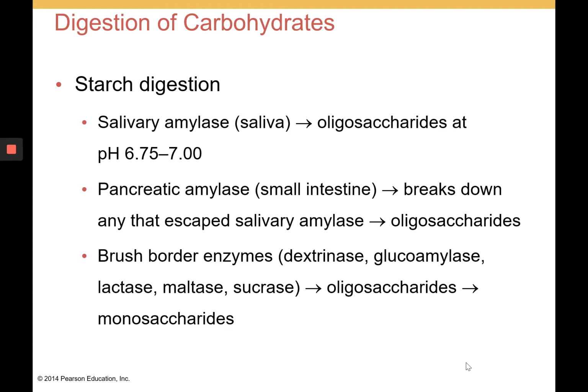Starch is an example of a polysaccharide, and its digestion would begin in the mouth. All carbohydrate digestion begins in the mouth with salivary amylase. Salivary amylase can break down polysaccharides to oligosaccharides, but those oligosaccharides must travel to the small intestine and be acted upon by pancreatic amylases in order to be broken down into even smaller oligosaccharides or disaccharides. Then brush border enzymes are able to break down disaccharides or smaller oligosaccharides to monosaccharides.